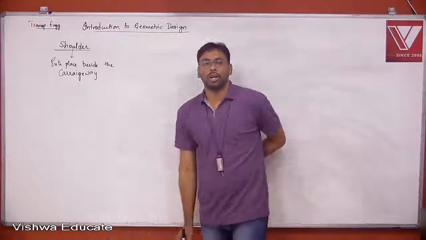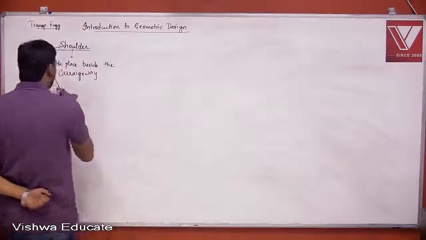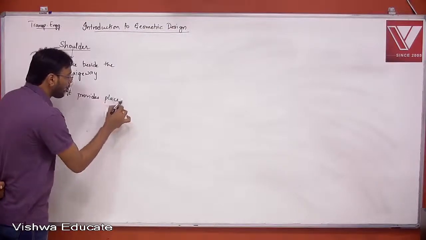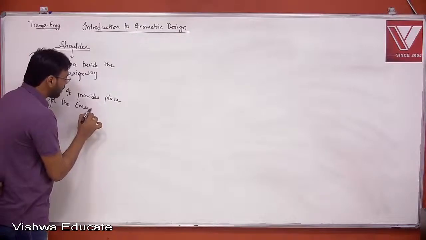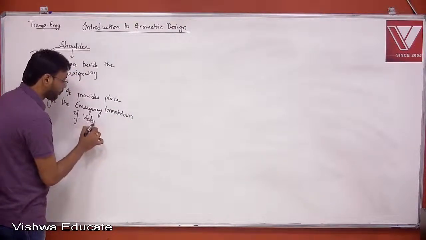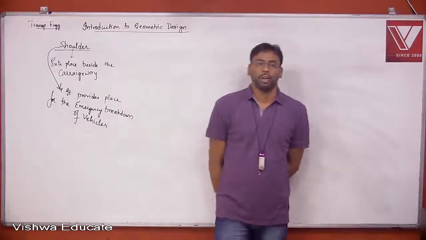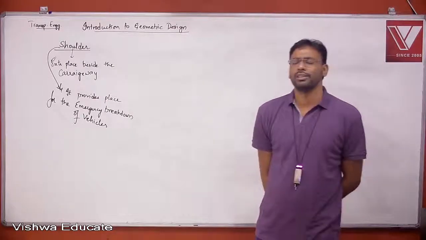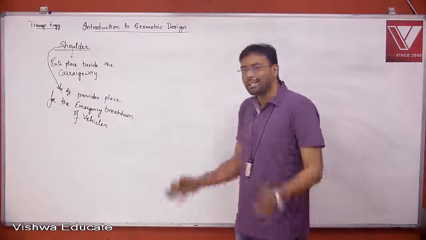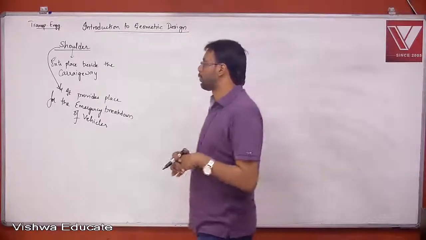Now, why should we provide that shoulder? Why should we provide that extra place? What is the reason for it? It is the only purpose. It provides place for the emergency breakdown of vehicles. So when you're traveling on a highway or any road, if your vehicle breaks down due to any reason, then you can stop that vehicle and park it in the extra place. That is the only purpose of the shoulder, but people start using it for overtaking also. We should not do it, right? It is the only purpose of providing a shoulder.